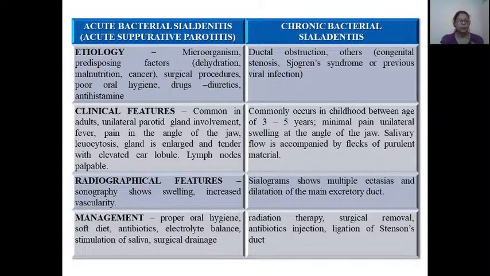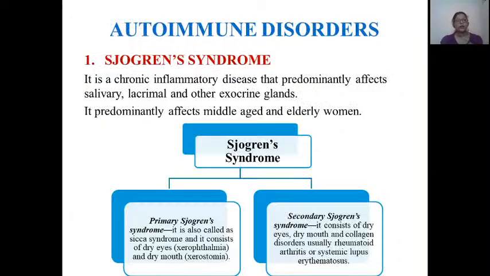So, this was all about the bacterial infection in the salivary glands. Now, coming to the autoimmune disorders. The first one is Sjogren syndrome. It is a chronic inflammatory disease that predominantly affects salivary, lacrimal and other exocrine glands.